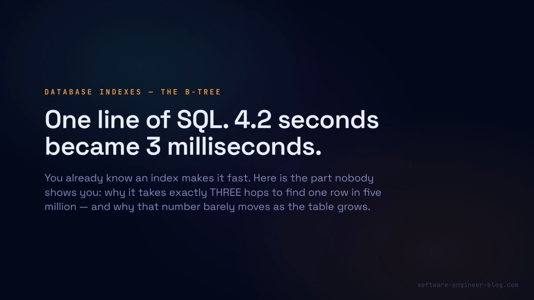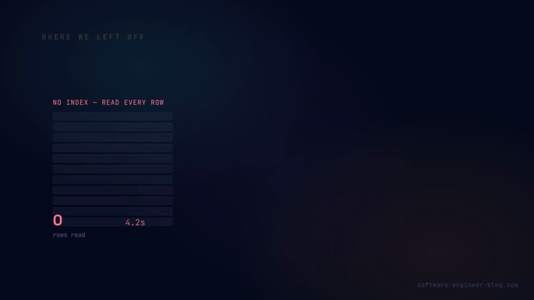The table has 5 million rows. Finding one takes about 3 steps. 3. Not 3,000, not 3 million. Why 3? And why does that barely change when the table gets enormous? It is not a coincidence. It falls out of the shape of the thing. Let's open it up.